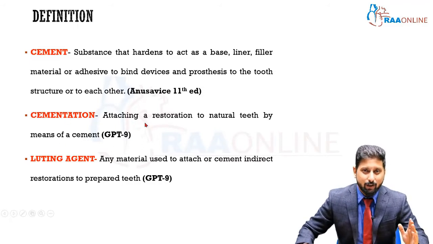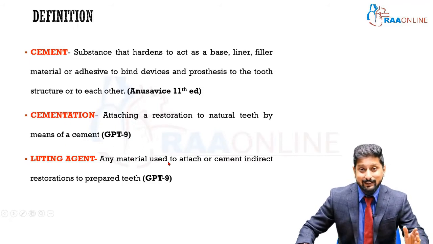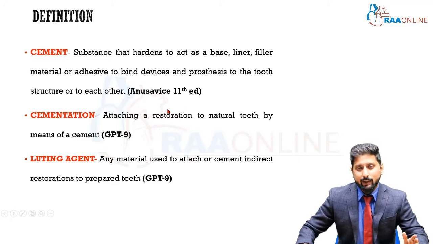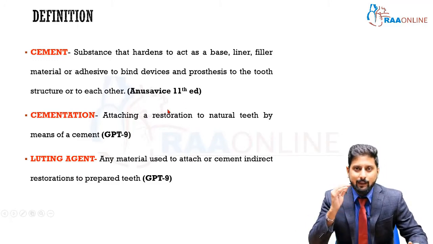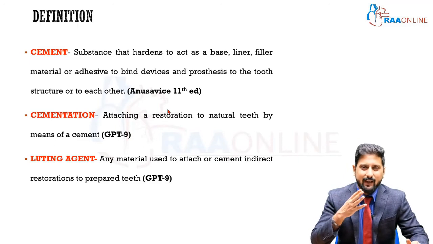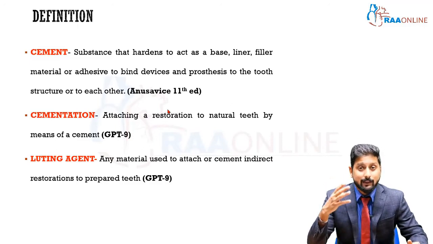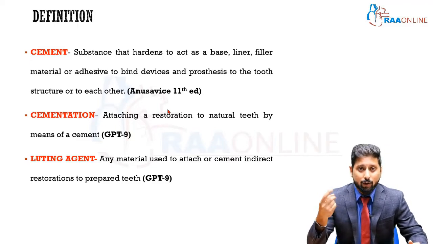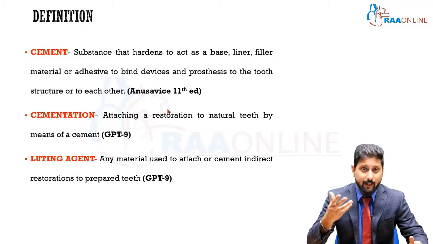So what do you mean by a luting agent? The luting agent is any material used to attach or cement indirect restorations to prepared teeth. This is the most important part. What do you mean by indirect restoration? Basically any restoration that has been prepared outside the mouth. So it can be an inlay, an onlay, a full coverage restoration, a partial coverage restoration, veneers, overlay, etc.